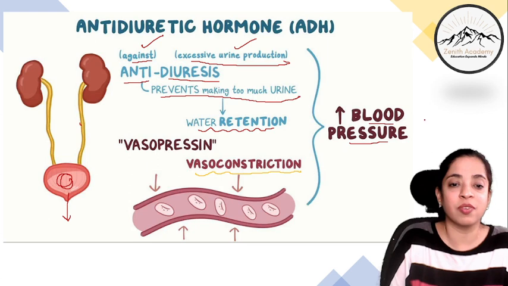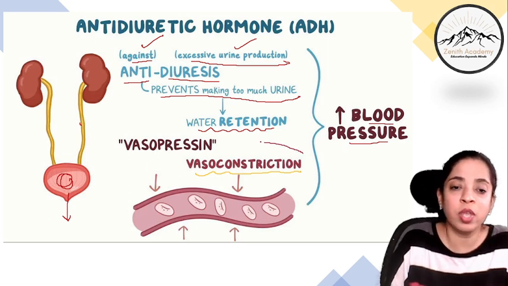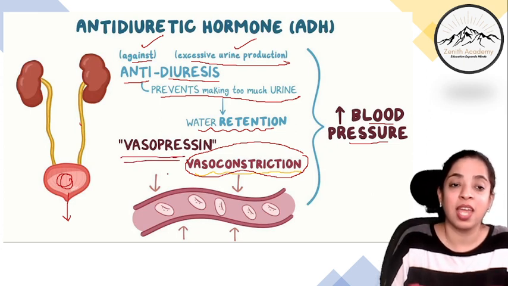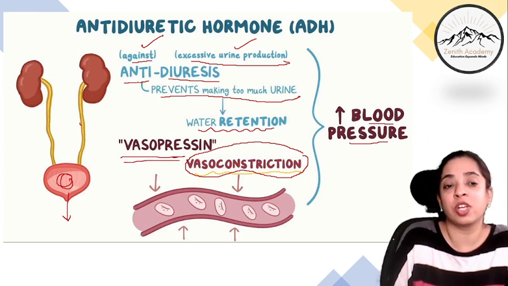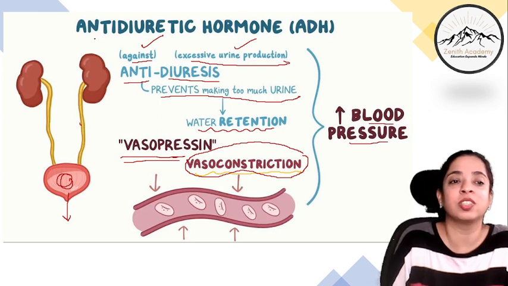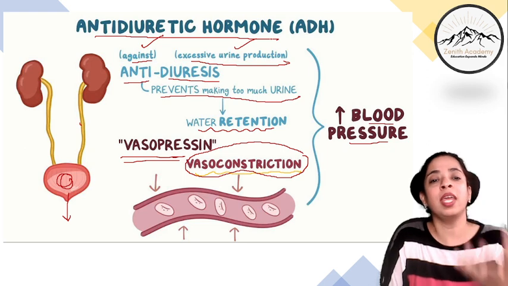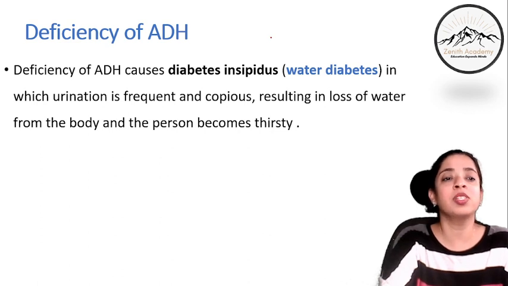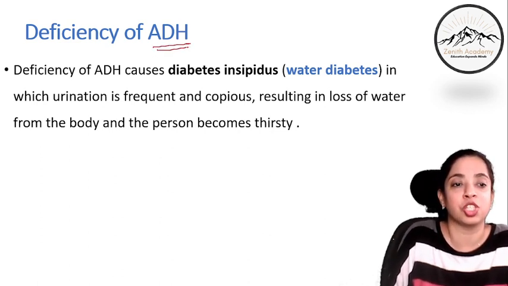And since it is doing vasoconstriction, constriction of the blood vessels, that is why it is known as vasopressin. And since its function is antidiuresis, that is why its other name is antidiuretic hormone. So with the name only you can find out its function, right?